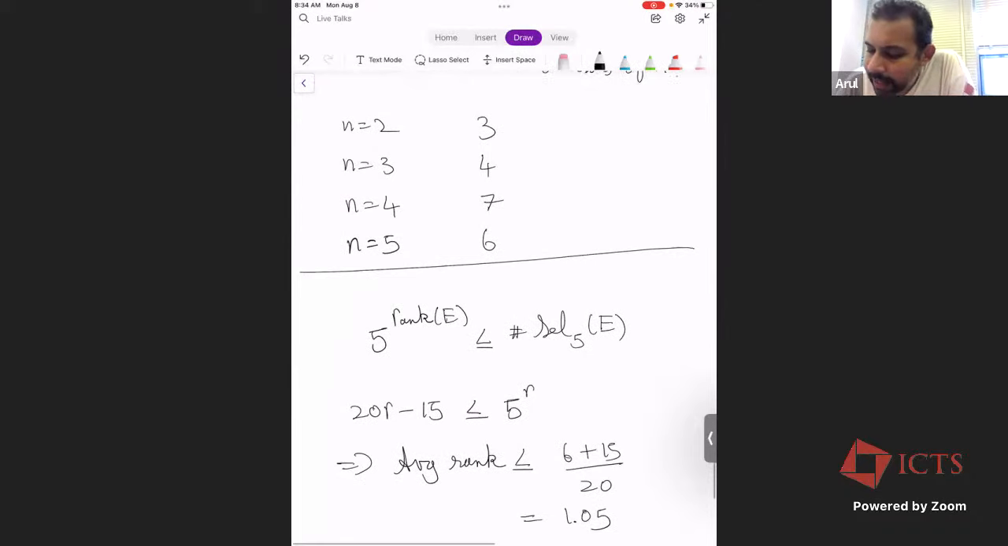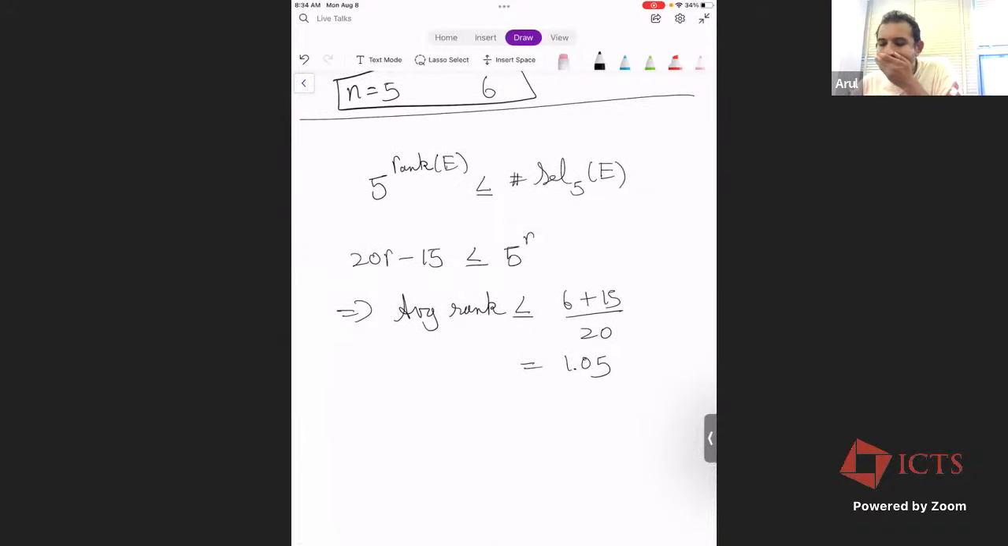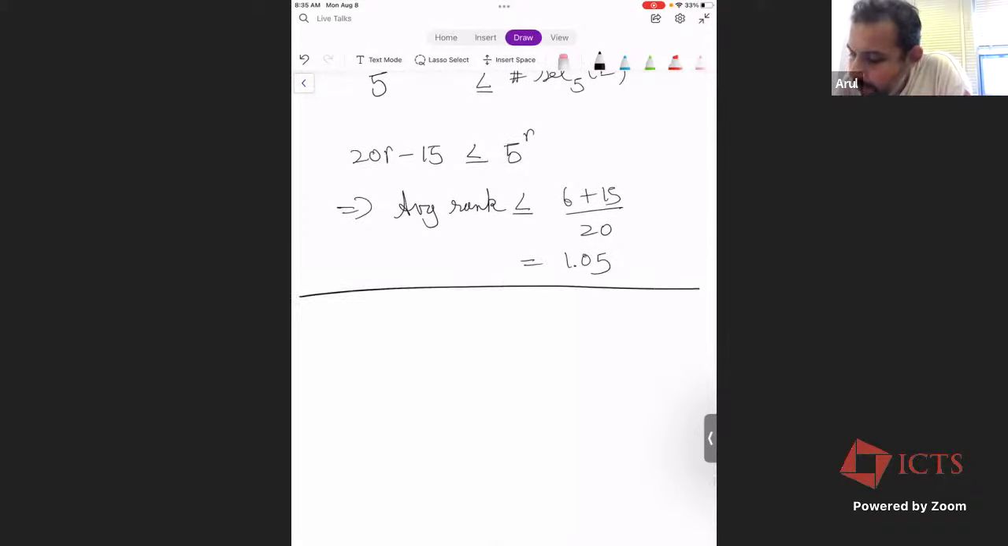So immediately, just by inputting this result when n is equal to 5, it tells us that the average rank is finite and that it's bounded by 1.05, which is pretty good. It's not anywhere near the truth, which should be 0.5, but 1.05 is still pretty small. Okay, so let me tell you how we can improve this result.